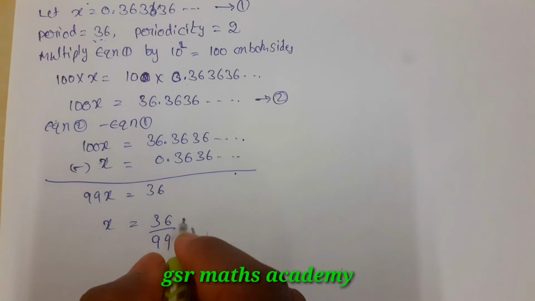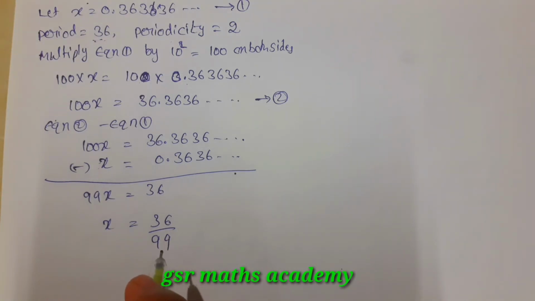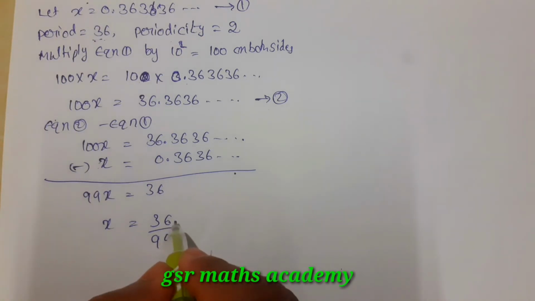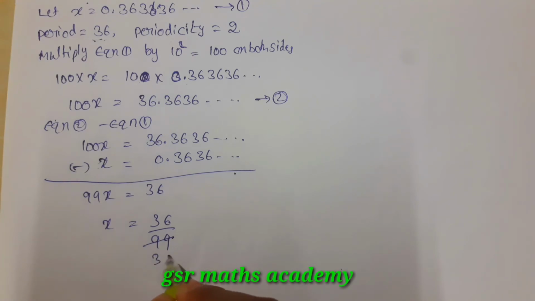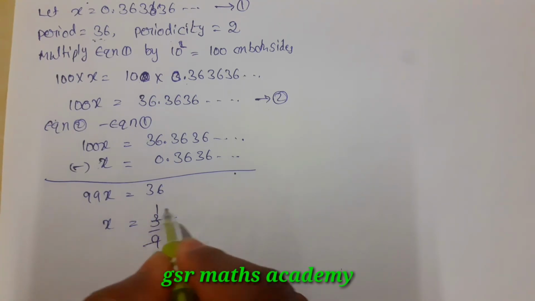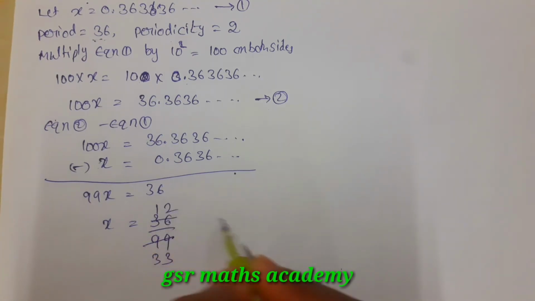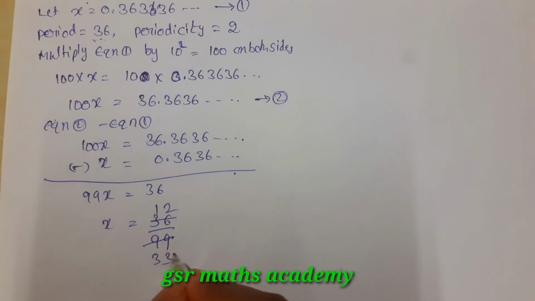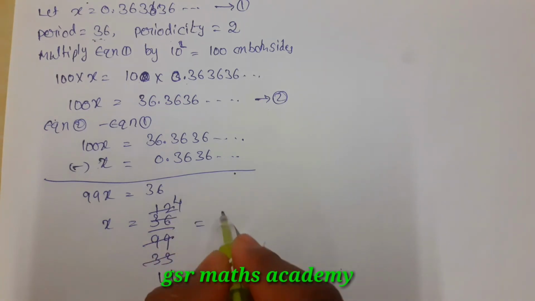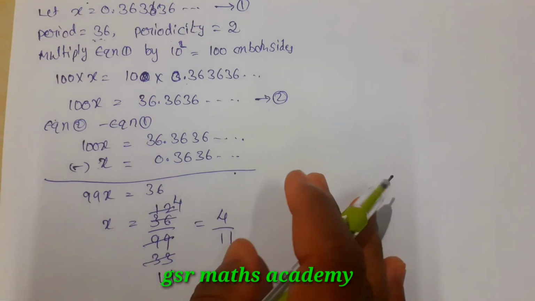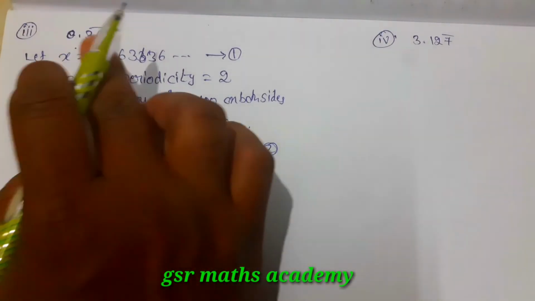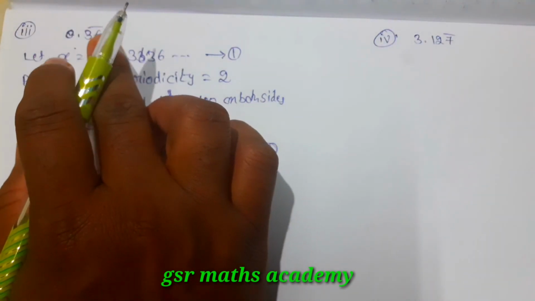Both are divisible by 3. 3 3s are 9, 3 1s are 3, 3 2s are 6, again divisible by 3, so 11 and 4, and you get 4 by 11. So this is the p by q form of 0.36 bar for the 36.